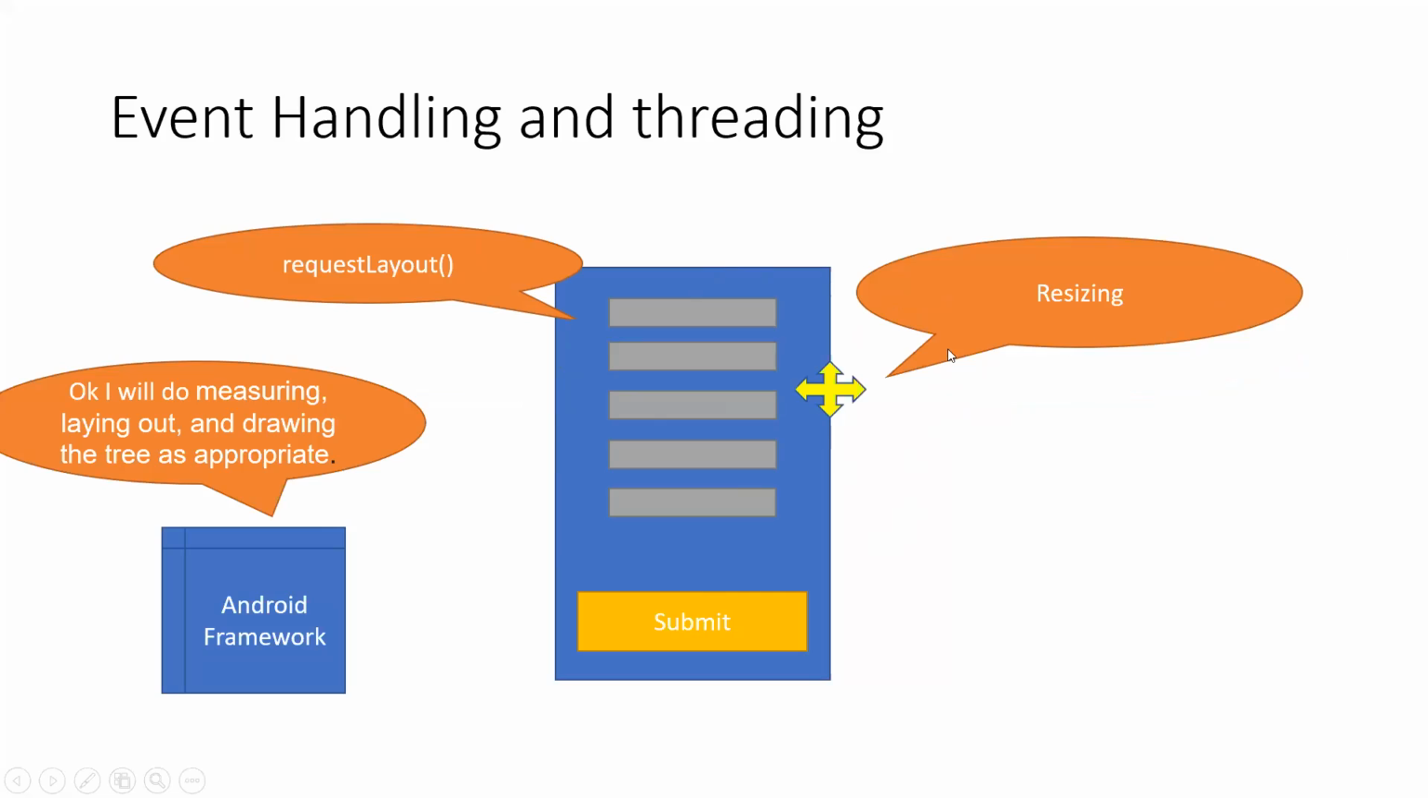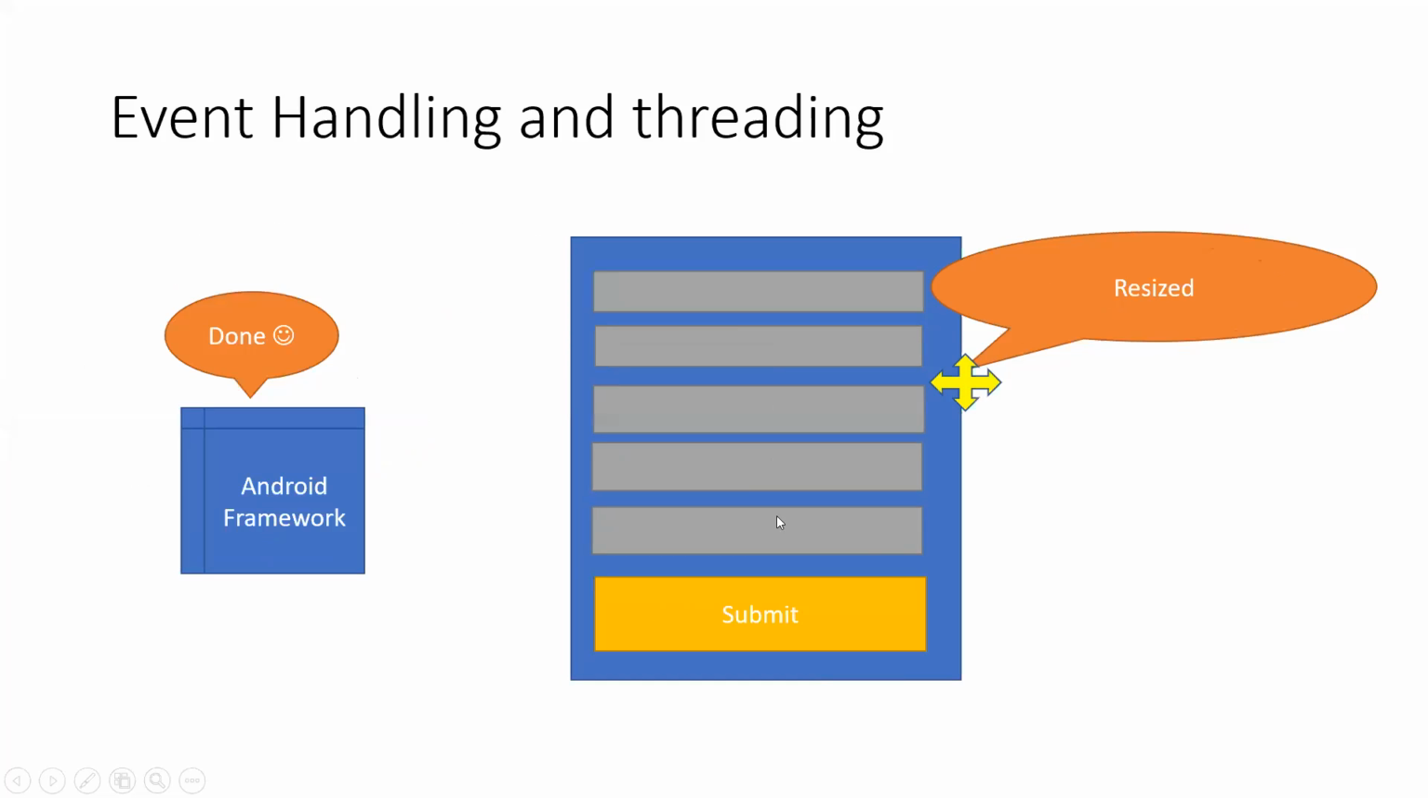The moment it says I'm resizing, this will call a method called request layout. This activates its listener, and its listener is the Android framework. The Android framework will say, I'll do measuring, laying out, and drawing the tree as appropriate. Request layout is fed to it. You do not need to handle it because you are not implementing a view group here. In case you are implementing a view group, you need to override these methods. Otherwise, let these methods be the responsibility of the Android framework.